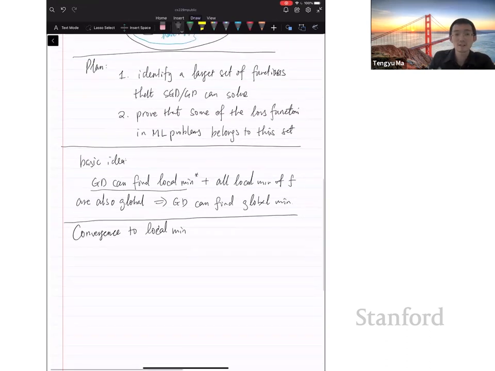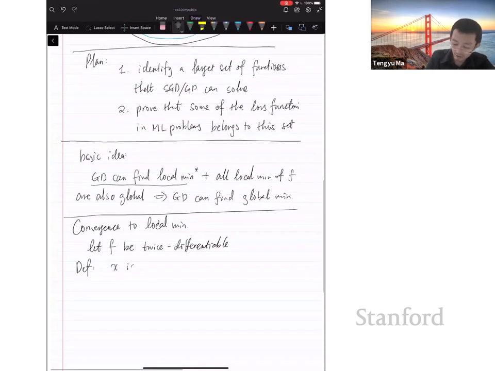Let me start with some definitions to formalize it. So let F be twice differentiable. Just for simplicity, sometimes you can extend this to only differentiable, but not twice differentiable. But just for simplicity, let's say F is twice differentiable.